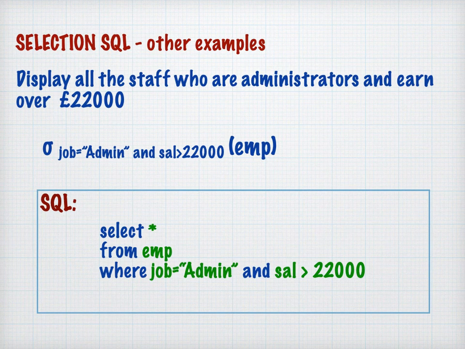So we go, show me all the people where job equals admin. Now that admin, that's a string, so we need to wrap it up in quotes. And where the salary is greater than 22,000. And that's just a number, so we can just write it down.